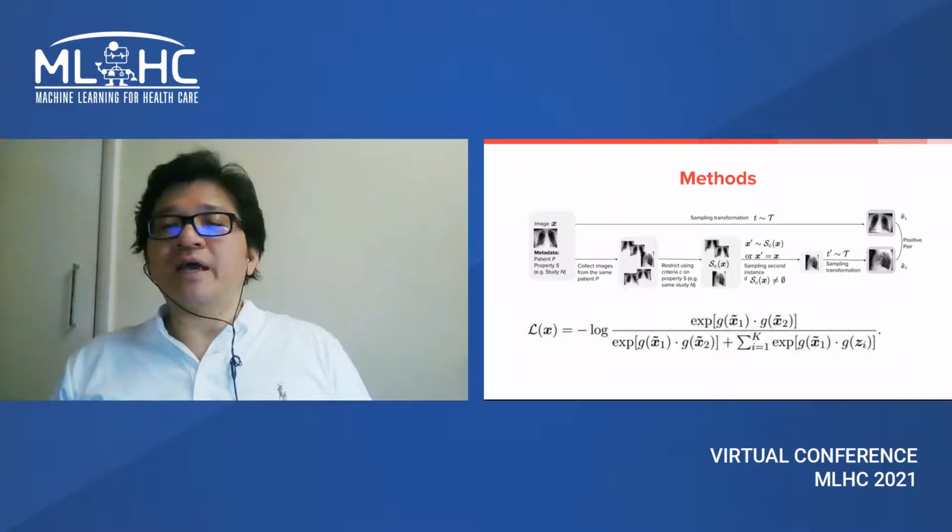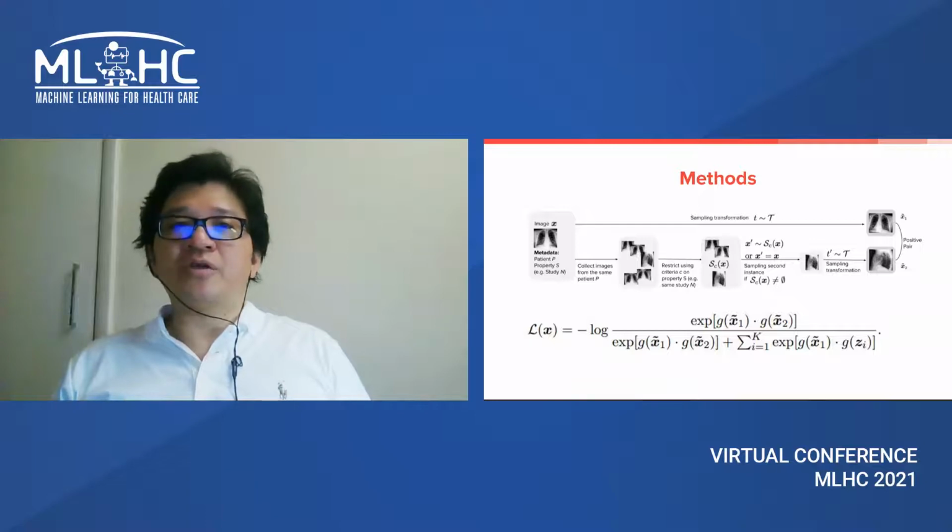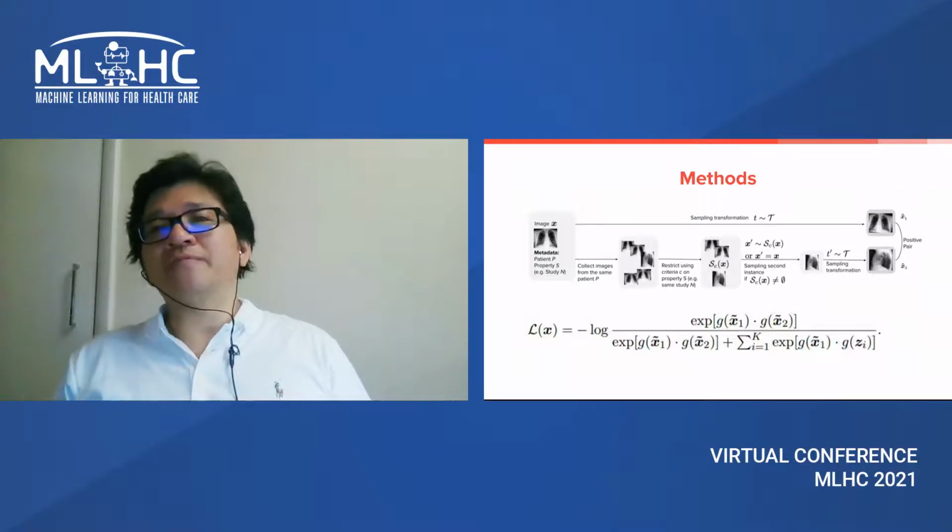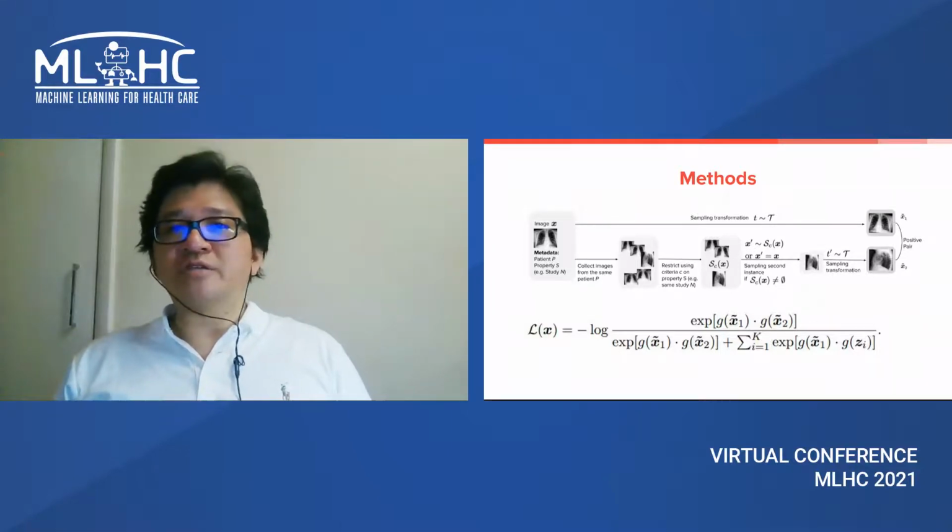Given an input image X, in order to form a positive pair, we choose the first image by applying a transformation to X. Then we collect all the images from the same patient and restrict them to a criterion C. This forms a set of available images, C of X, from which a second image is sampled and transformed to form the positive pair. The loss function is defined using standard contrastive loss, where the transformed images x1 delta and x2 delta form the positive pair.